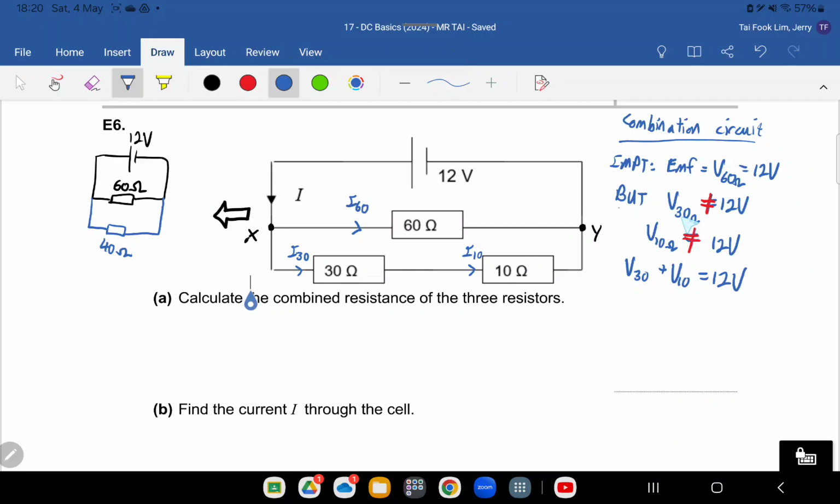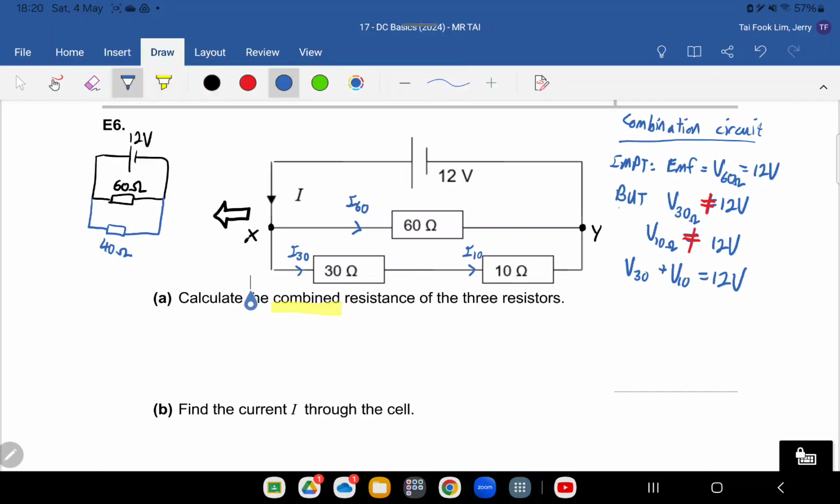But take note, the potential difference across the 30 ohm resistor is not 12. The potential difference across the 10 ohm resistor is also not 12. Okay, this is a common mistake. It should be the sum of the potential difference across the 30 ohm resistor and the potential difference across the 10 ohm resistor that will give us 12. Okay, so this is very important. Please write it down. So let's take a look at the first question.